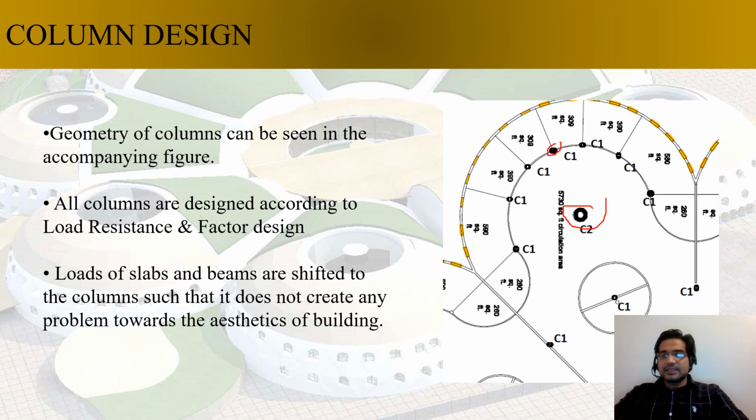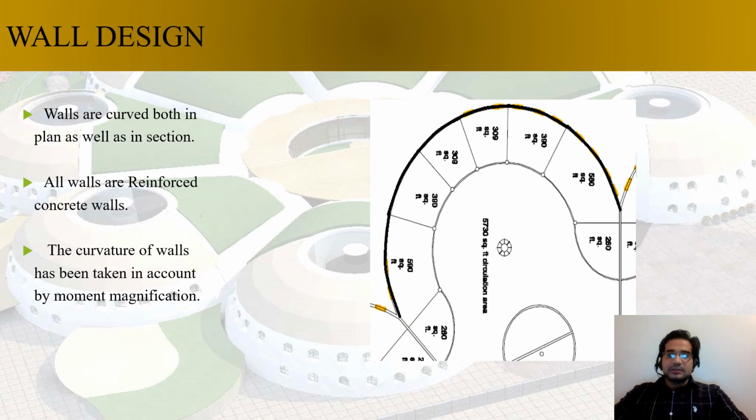So C1 is actually the same column all around the building, which has the same cross section. C2 are those columns which have a little bit higher cross section as compared to the other ones. And the walls, these are the walls. You can see the boundary. So walls are also curved in section. The actually challenging part is designing the curved elements, because they form a kind of arch action in different directions. So that's the most difficult part to tackle as far as this building was concerned. But it's not a hard and fast rule.